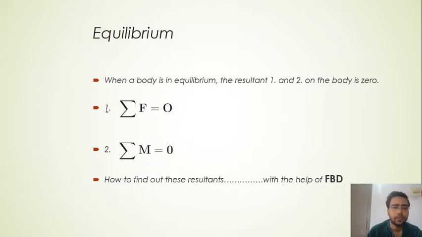As you can see, the first one is sigma F. It is the vector sum of all the forces acting over a body. All these forces are external forces acting over the body, and the vector sum of all these forces should be zero. And all the external moments acting over the body should also be equal to zero. And how do we find these resultants? These resultants can be found with the help of a free body diagram.